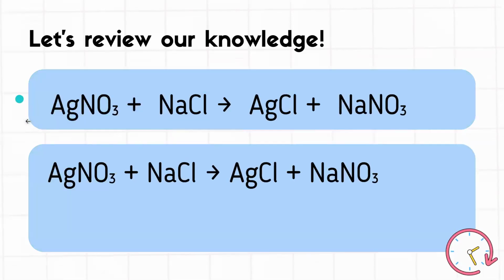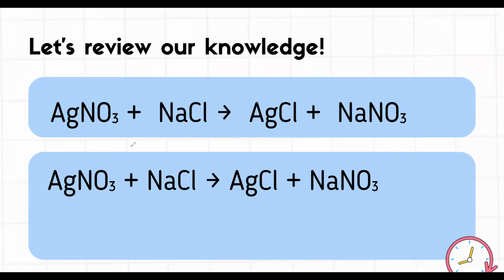Let's see another. Now look at this equation carefully. AgNO3 plus NaCl gives you AgCl plus NaNO3. This seems very long, very tricky, right? It may confuse most students. Look at it carefully. There's one silver on both the left hand side and the right hand side. Then NO3, then one sodium, one chlorine, one chlorine. This is another balanced equation.